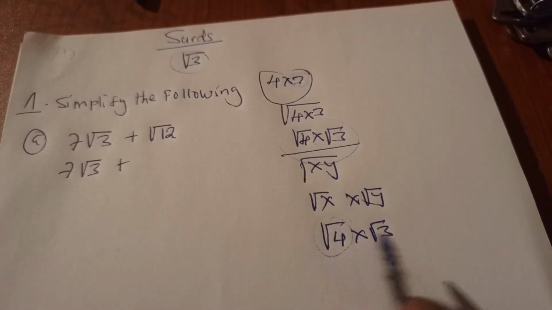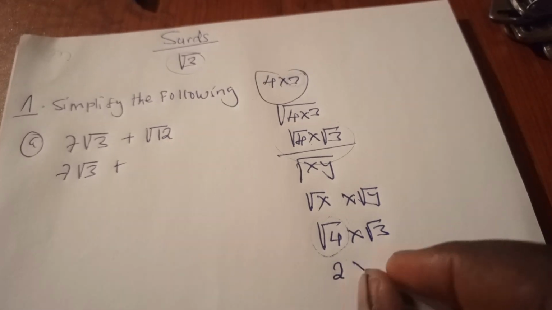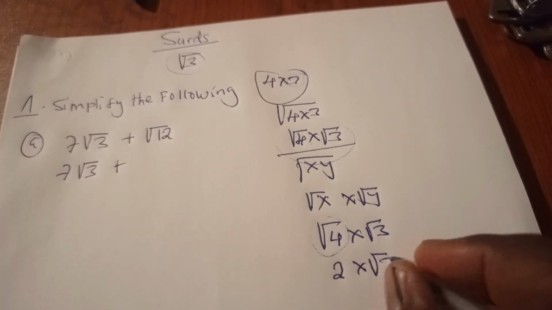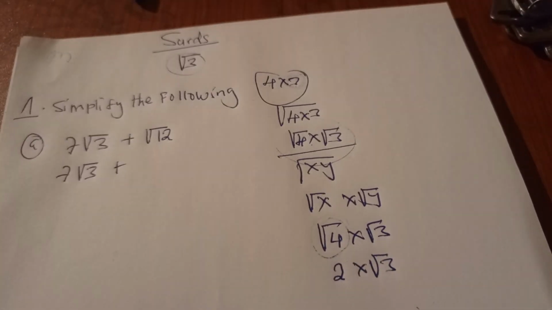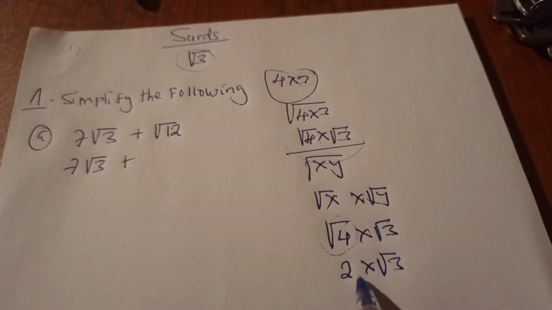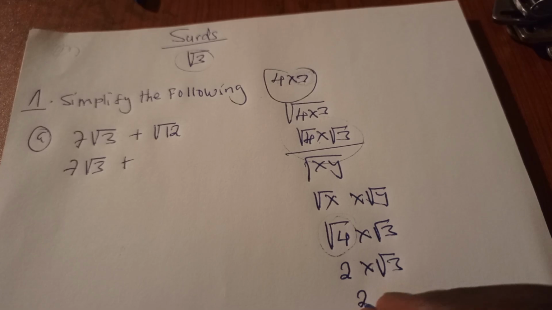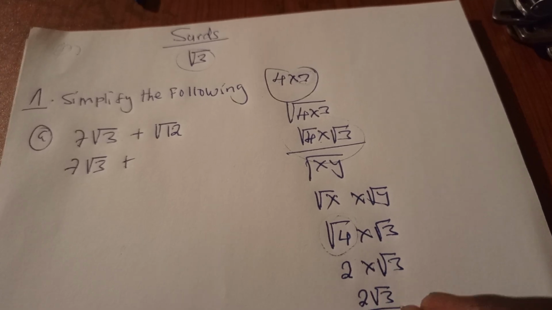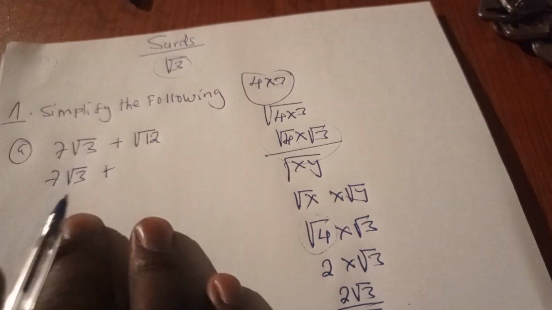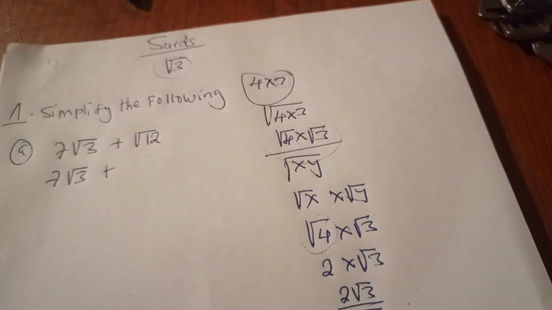The square root of 4 is 2. So here I'll write 2, then times the root of 3, because 3 has no perfect square root. So I'll multiply 2 times the root of 3 to be 2 root of 3. So the answer for this one is 2 root of 3.